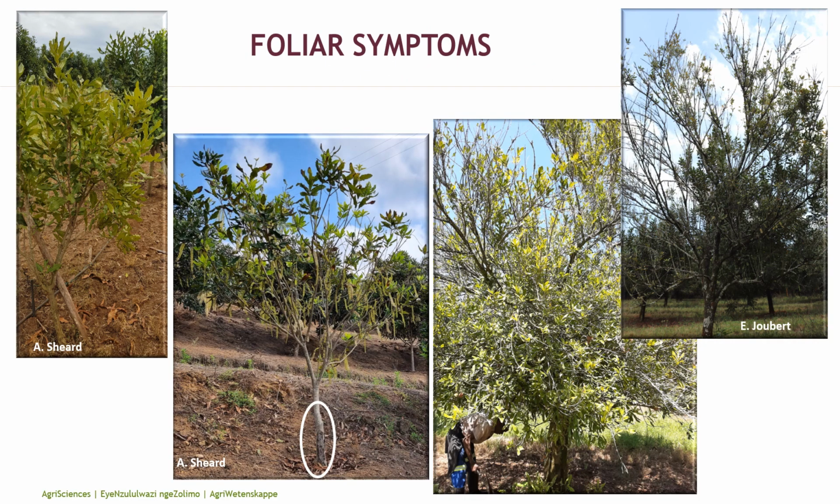This slide just shows more photos of canopy decline caused by Phytophthora, which, as I mentioned, is due to destruction of the feeder roots. However, some of the symptoms can also be due to the other symptom caused by Phytophthora, which is stem canker, as you can see on the encircled tree on this slide.